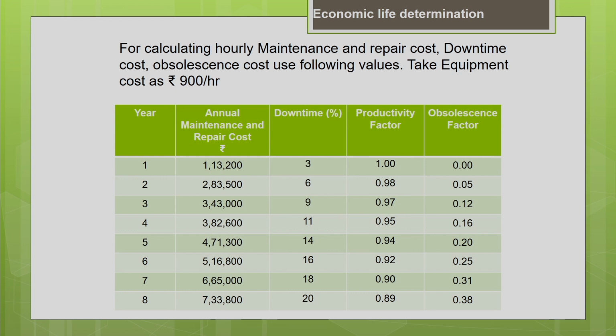For calculating the hourly maintenance and repair cost, downtime cost, and the obsolescence cost of the machine, we have to use the following values. The equipment cost is given approximately as rupees 900 per hour. Every year's maintenance and repair cost is given for the entire useful life of the machine. You can see that the annual maintenance and repair cost is increasing with the age of the machine.